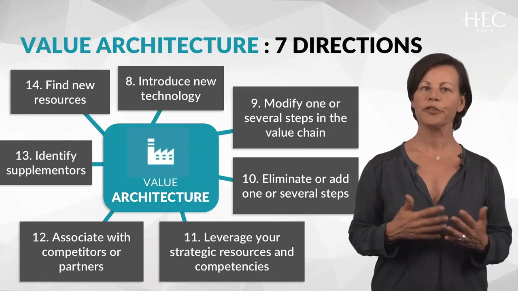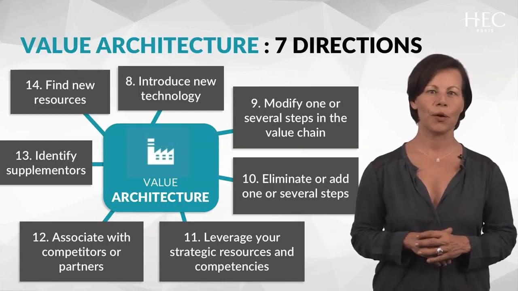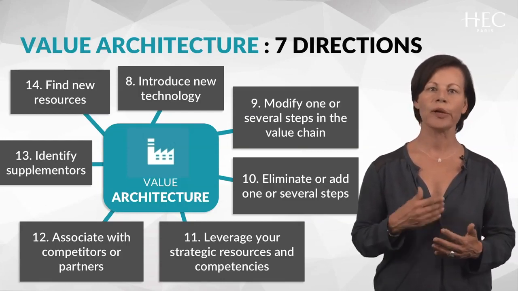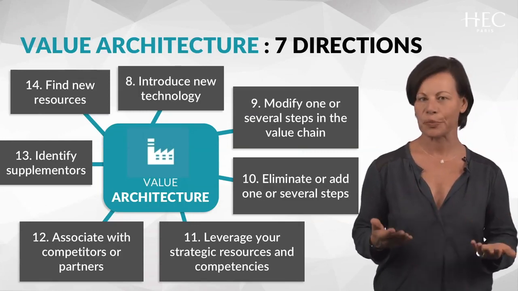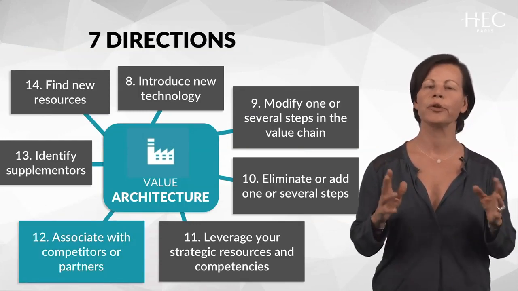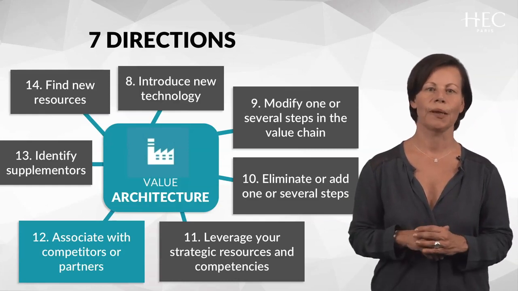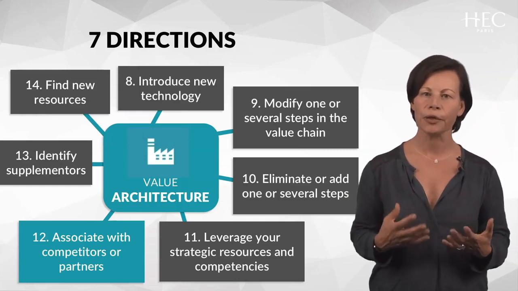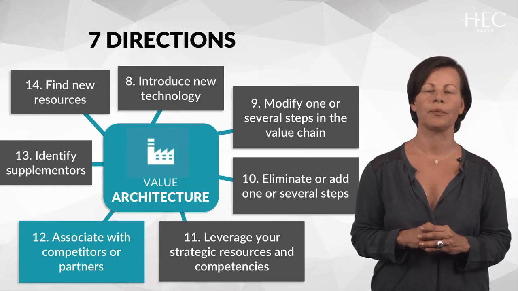We have already discovered 4 directions related to the value architecture, and in this video we will explore the 5th one, direction number 12, called Associate with Competitors or Partners. The underlying idea and theory behind this direction is the following.